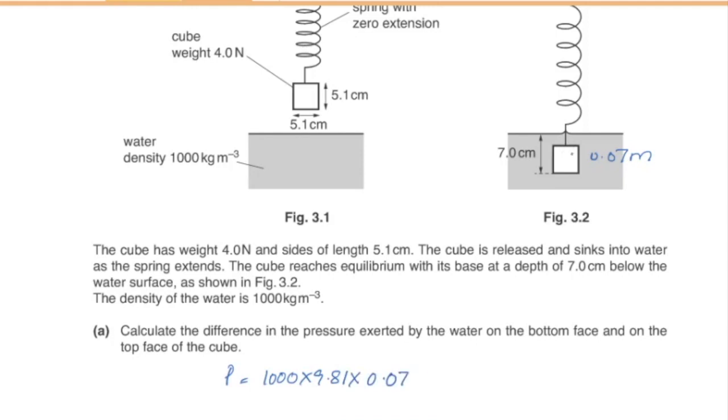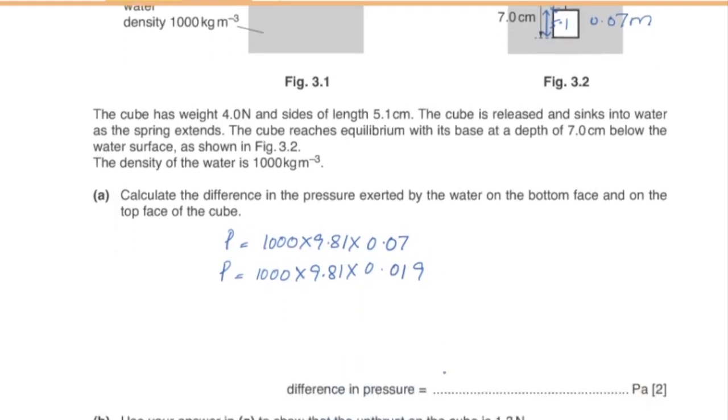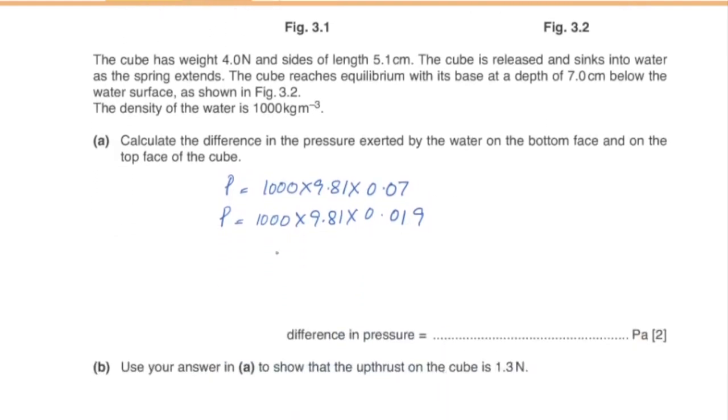And if we talk about the top face of the cube, the depth of the water is 7 centimeters minus 5.1, since this is the length of the cube, which is 5.1 centimeters. So pressure that is exerted on top of the cube is going to be equal to, again, 1000 multiplied by 9.81 into depth, that is 1.9 centimeters. I converted that to meters, and the difference in pressure is going to be 500 pascals.